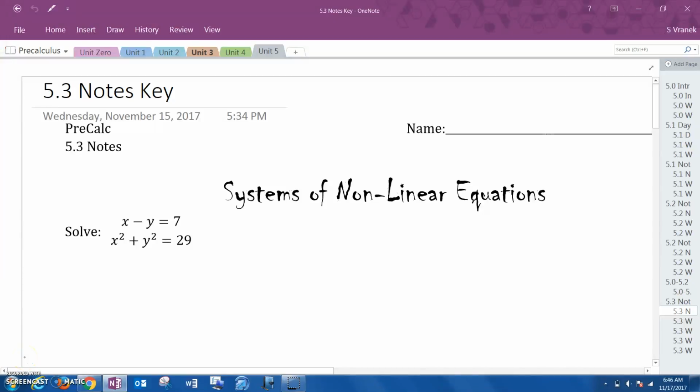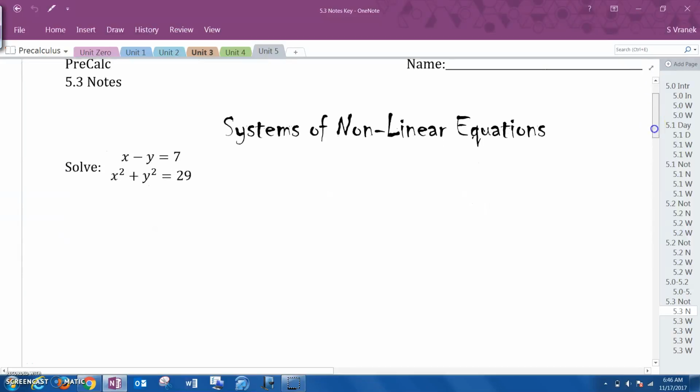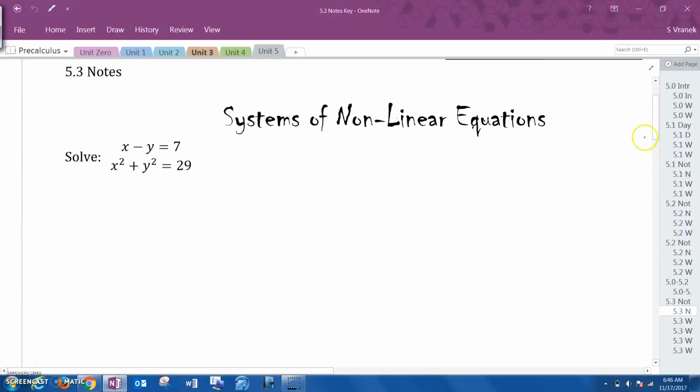Alrighty, class. Today we are doing 5.3, which is systems of nonlinear equations, which means that some of your equations will have squareds in them or more. But I think we're only doing squareds in this class, so let's just say squareds. When you do systems of nonlinear equations, you have to decide if you want to use elimination or substitution.